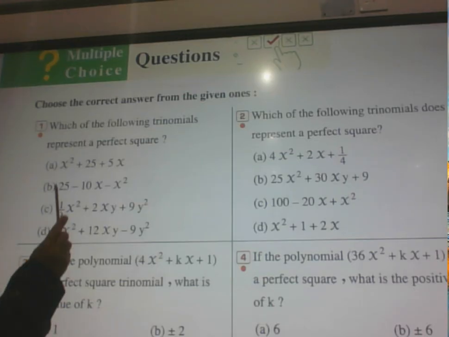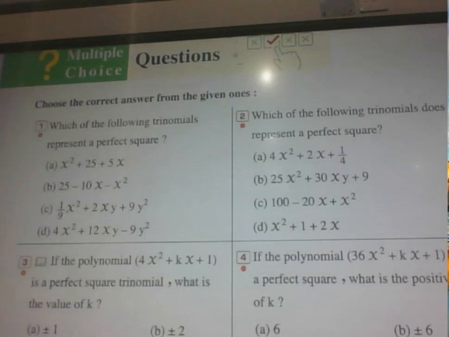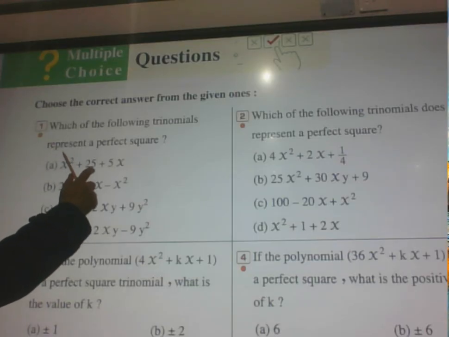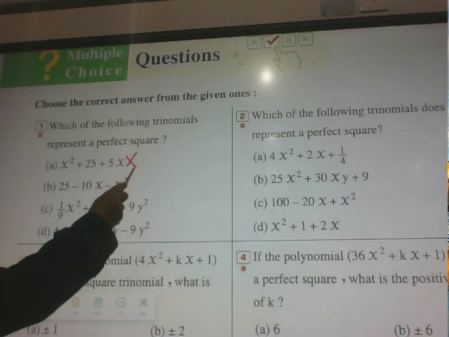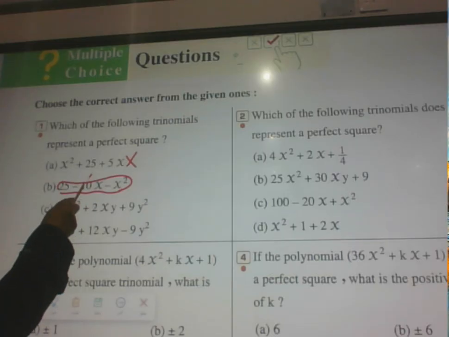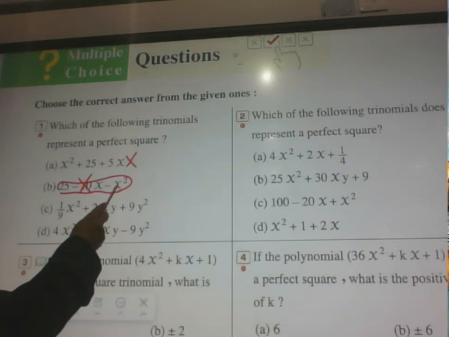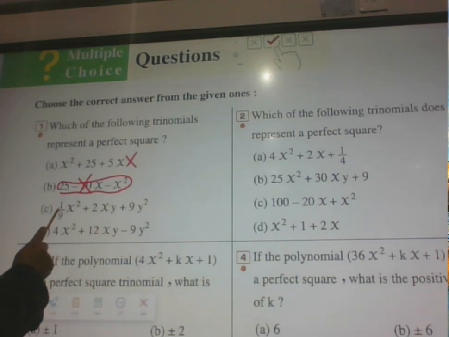Look here. First option: the square root of x power 2 equals x, the square root of 25 is 5, and 2 times 5 equals 10. Then we can choose the first. And the middle, we have negative here, negative and negative. We can't choose this one because we have negative x power 2. We can't find the square root of x power 2 with a negative, okay?